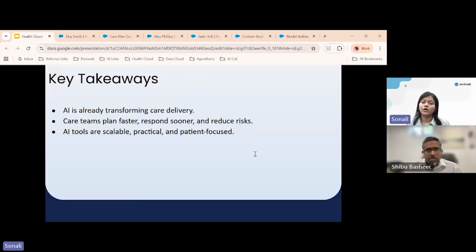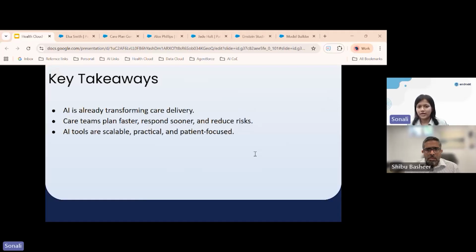Why should we go with this bot? Or rather, why should we go with AI? Because AI is not just a future concept; it's already transforming how care is being delivered in healthcare. It streamlines processes by improving decision making, and it's actively shaping patient outcomes. AI can also help the care team work smarter. Doctors and nurses can plan faster, they can respond sooner to patient needs, and it reduces risks that might otherwise go unnoticed. So that's how AI will help.